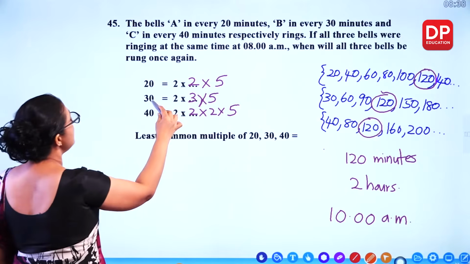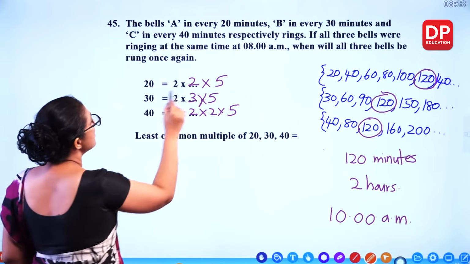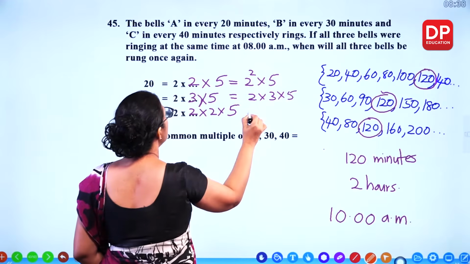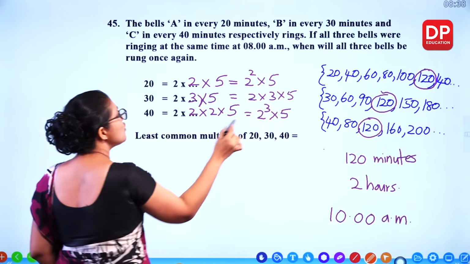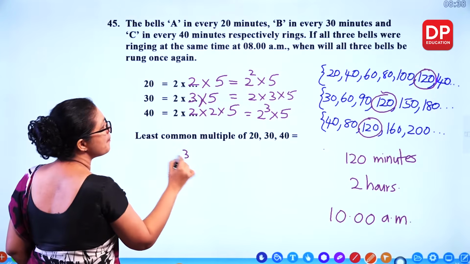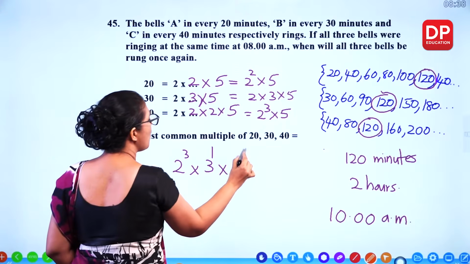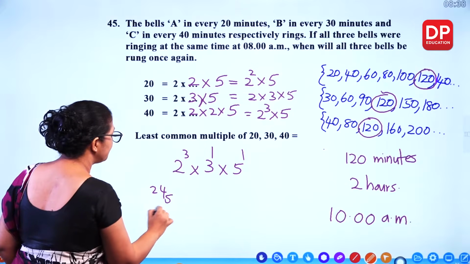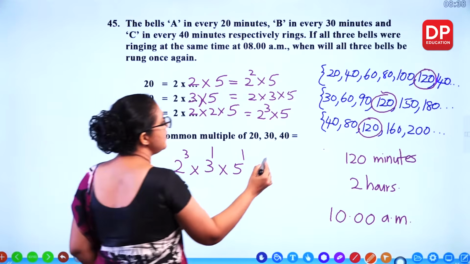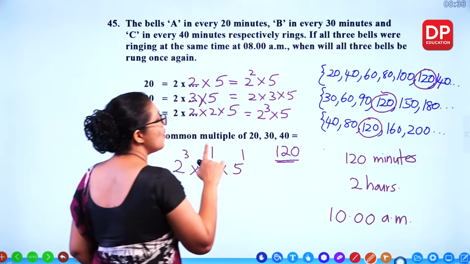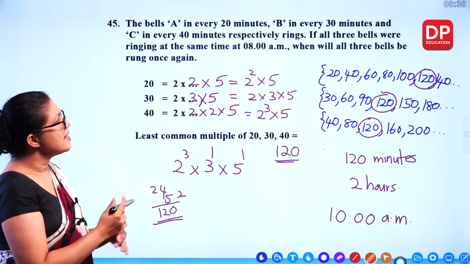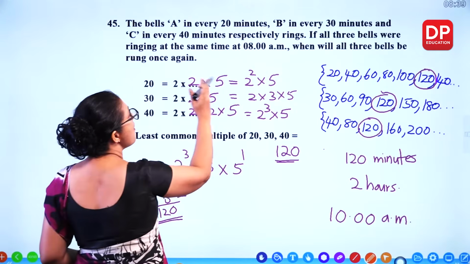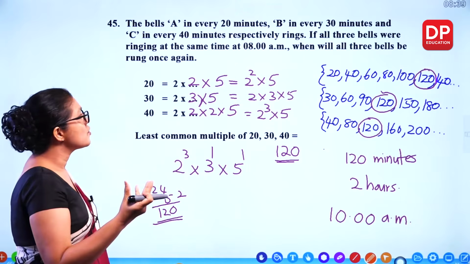When you take least common multiple of 20, 30, 40, this is 2 to the power 2 and 5. Here 2, 3, 5. Here 2 to the power 3 and 5. So when you take power 2, 2 to the power 3 is the maximum. 3 to the power 1 is the maximum and 5 to the power 1. 2 to the power 3 is 8. 8 times 3, 24. 24 times 5, 120. So least common multiple also 120. So which one is easy? This way is easier than finding multiples. So we'll find using least common multiple, finding factors and take the highest factor.